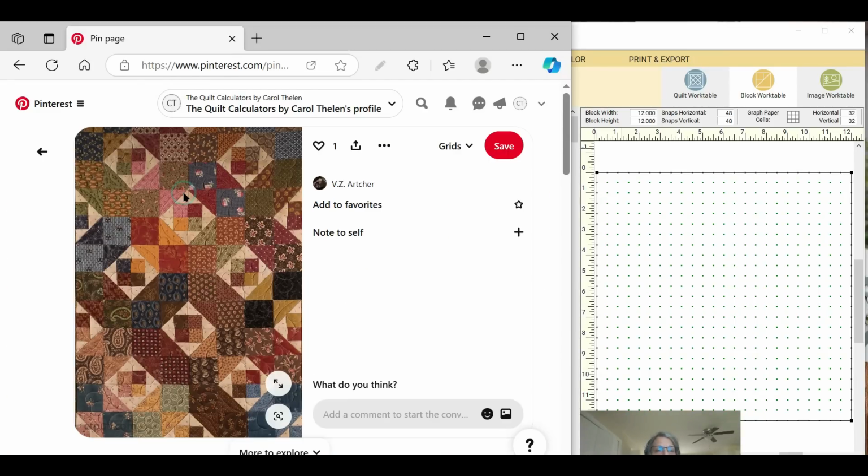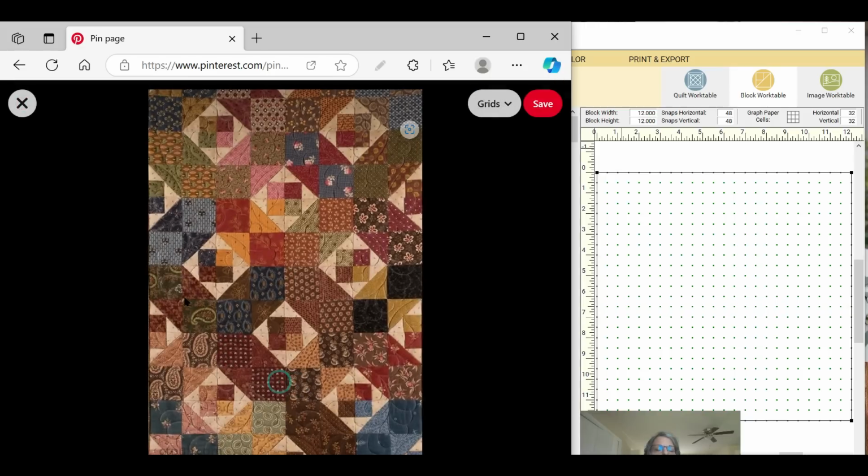Here's the next one we're going to do. Let's make it bigger. Now, if you look at this, what I see right away is this 4 patch unit here. So I'm going to put a square around that. And then next door to it are these units, and these are 4 cat's cradle units. So here's 1 cat's cradle unit right there.